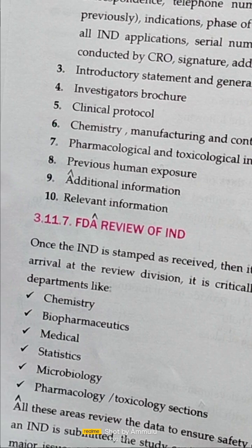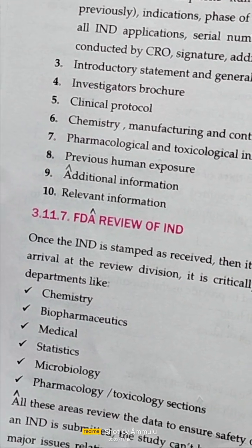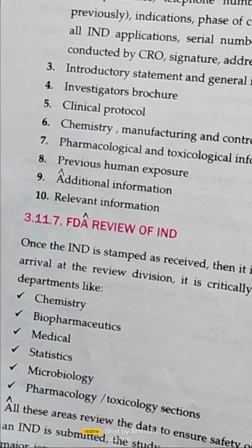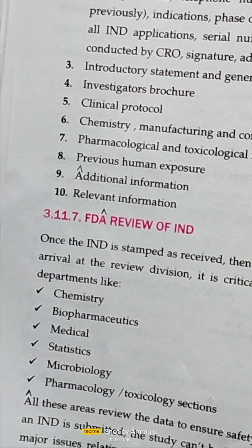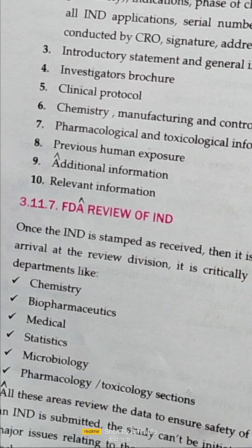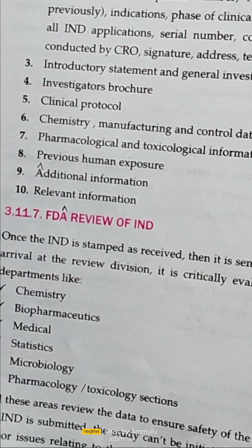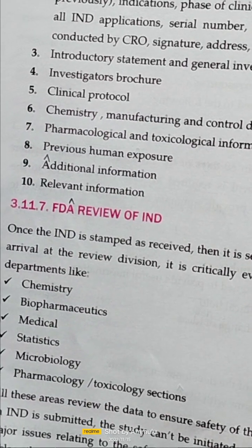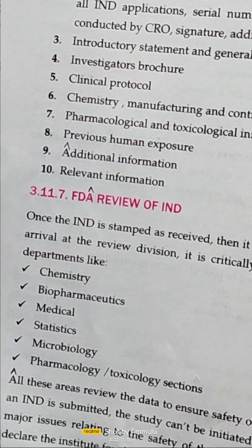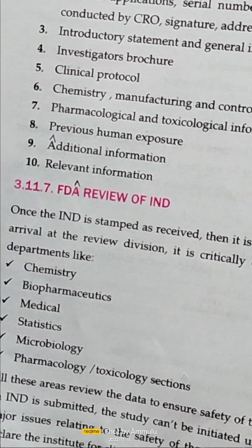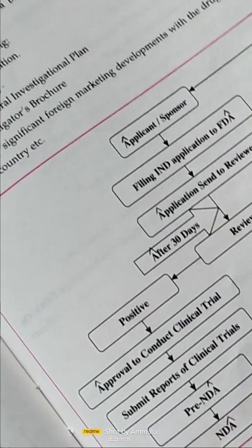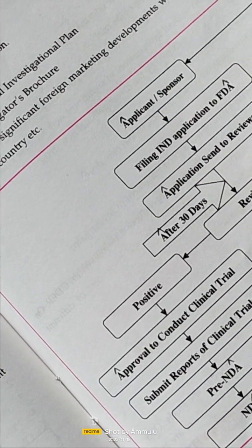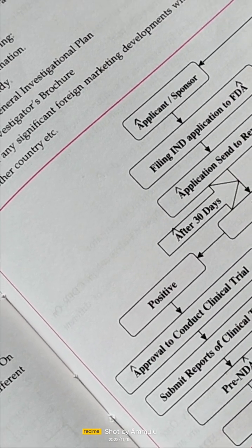Once the IND is stamped as received, the Food and Drug Administration reviews the IND. It is sent to the review division within CDER. On arrival at the review division, it is critically evaluated by several reviewers in different departments like chemistry, biopharmaceutics, medicine, statistics, microbiology, pharmacology, toxicology sections, etc. All these areas review the data to ensure the safety of individuals enrolled in the study.